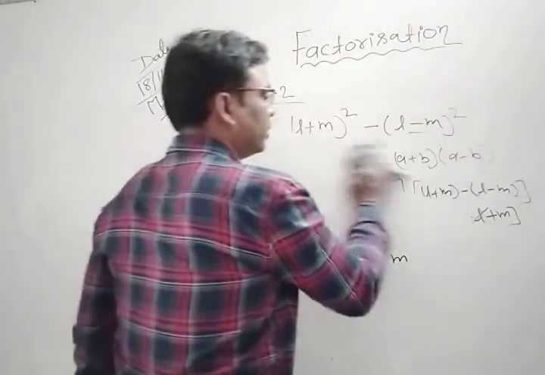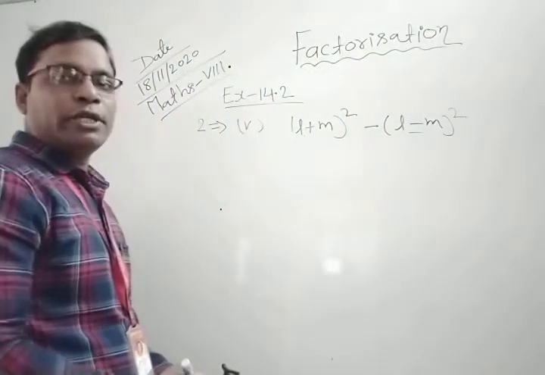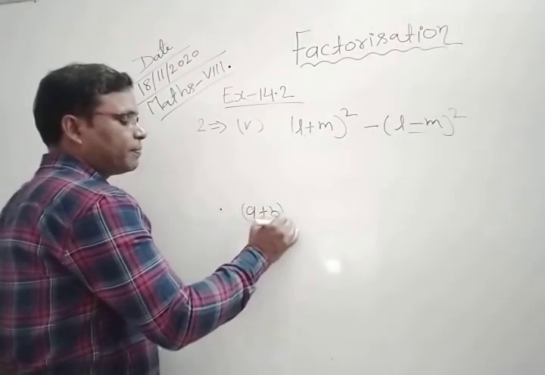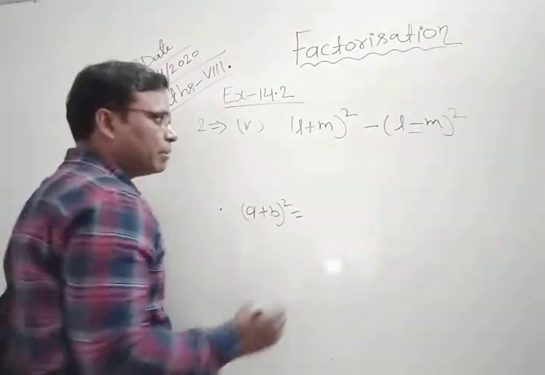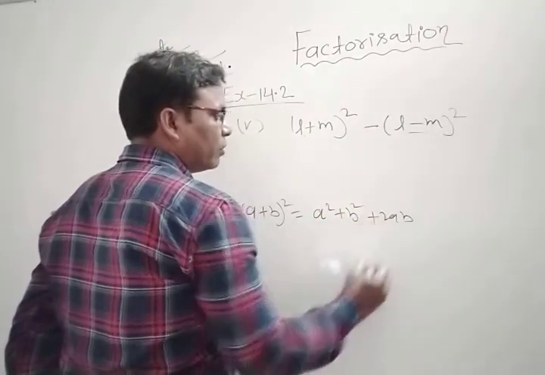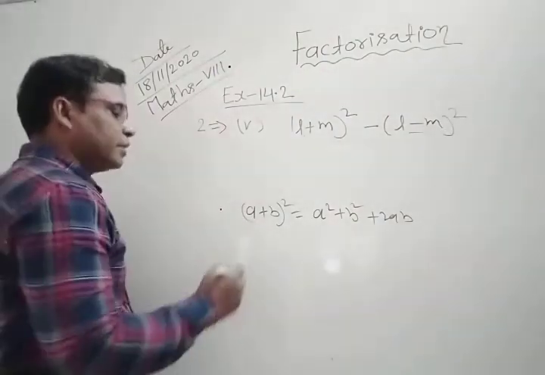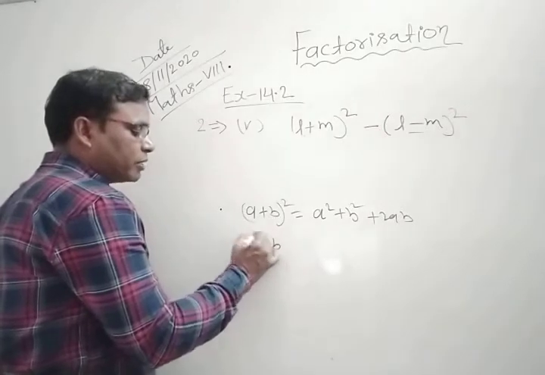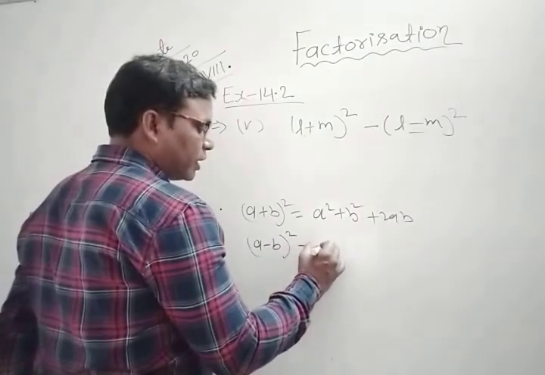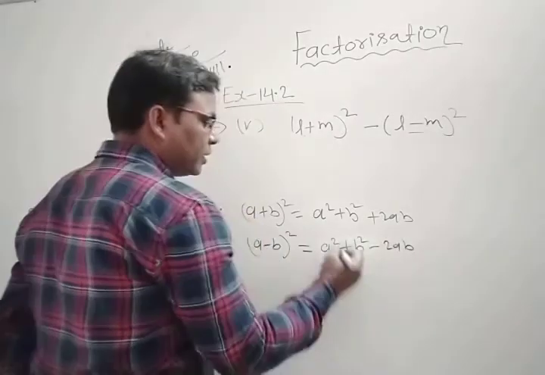Here you know very well what the first identity is: the whole square of a plus b is equal to a square plus b square plus 2ab. And the second identity is the whole square of a minus b, which is equal to a square plus b square minus 2ab. This is the second identity, and this is the first identity.